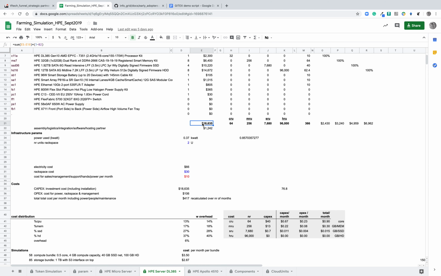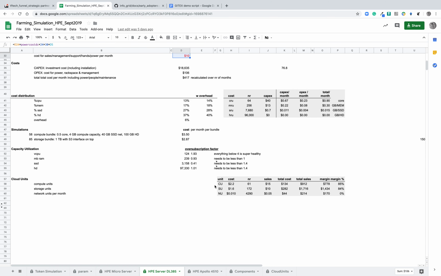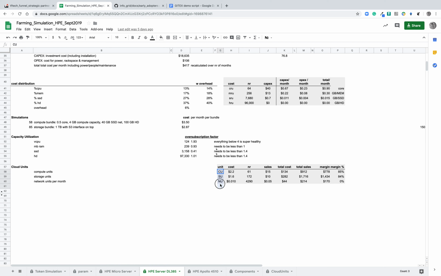You've got your investment cost, you've got your running cost in terms of turning the server on and having it in a rack, and then the rest of this is calculations back to what we talked about earlier: the compute unit, storage unit, and network unit, which is a cost you have to incur because you need to connect your box to the network. This will tell you the total number based on all of the rules that we've built into the model in terms of how we recognize farming equipment.